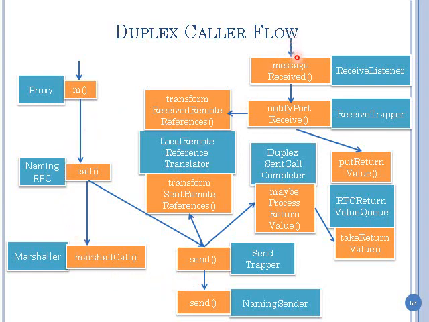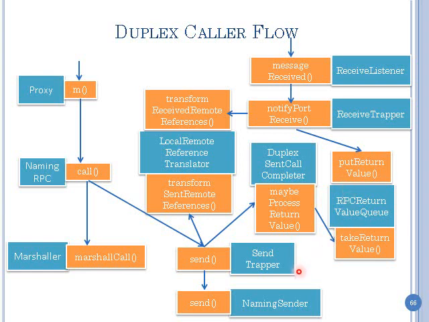Now when the message is received, it notifies the receive trapper, which again calls transform return value, gets back any transformation of it, puts that return value here, and that will unblock this guy.